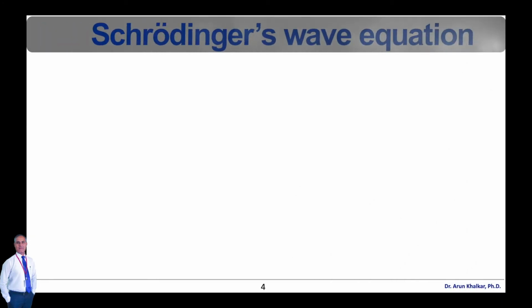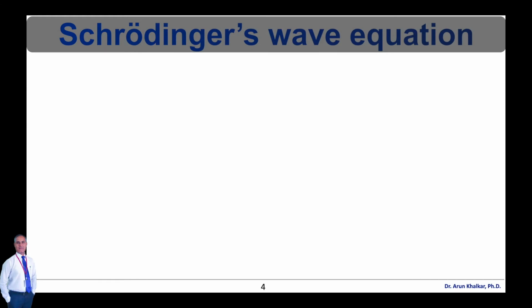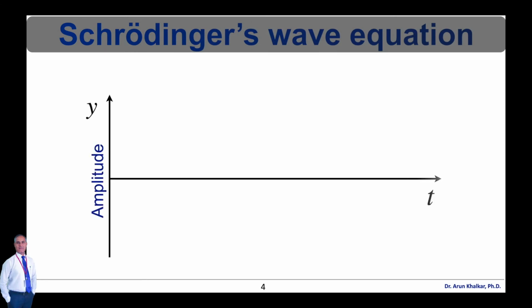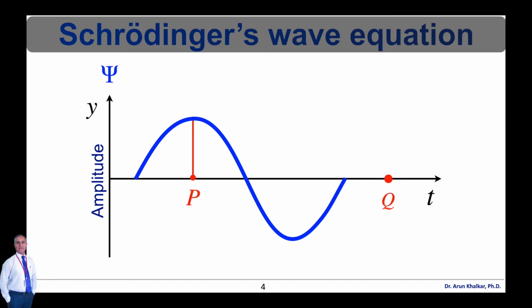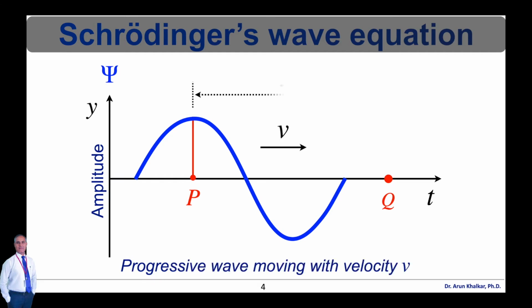Now let's discuss Schrödinger's wave equation. Consider a wave propagating forward with velocity v. If p is the origin of the wave, then the particle at point q at a distance x from p will receive the wave x by v seconds later than p did, as shown in the figure.